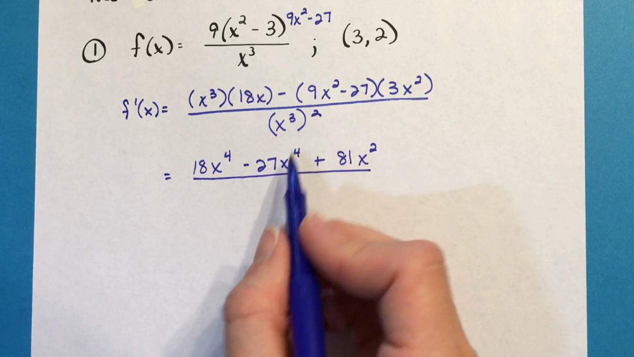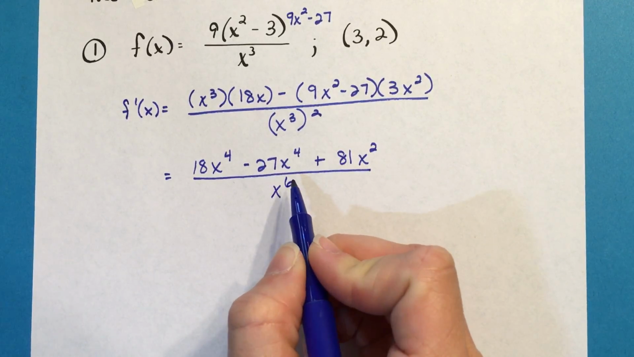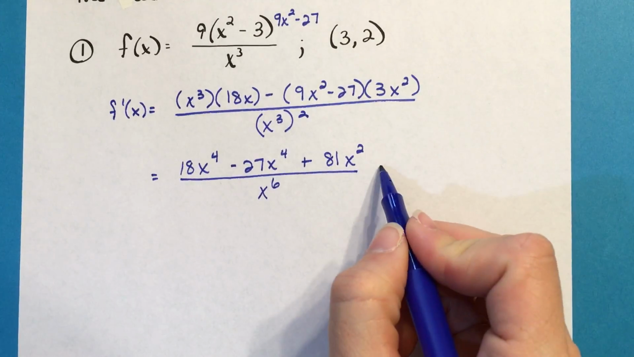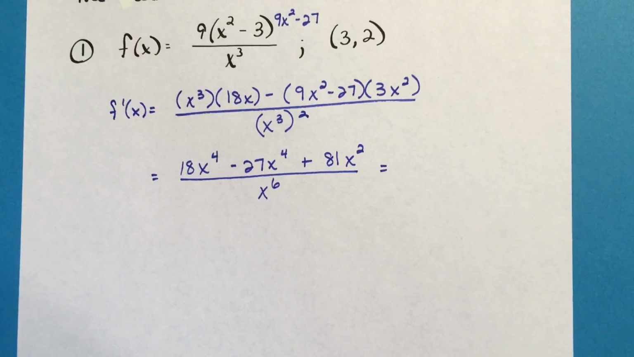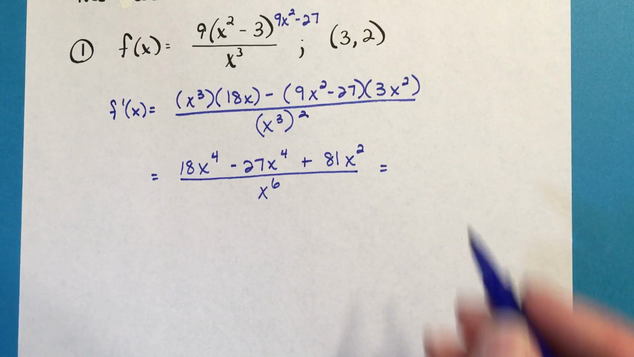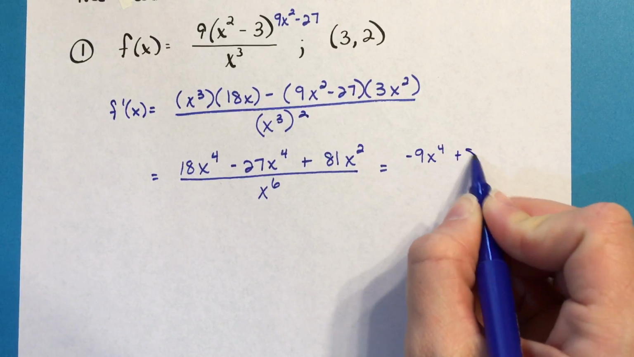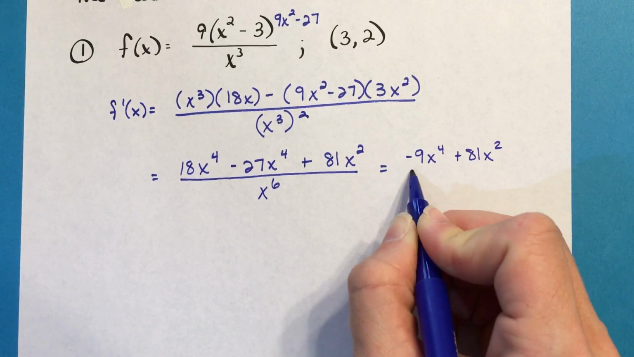Of course, here you have a power to a power, so this would be x to the 6th. Okay, you can combine your 18 minus your 27, and that's going to give you -9x to the 4th plus 81x squared.